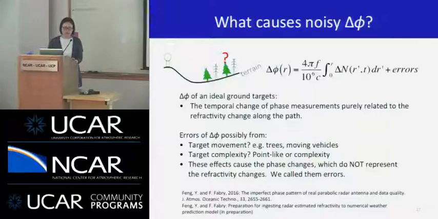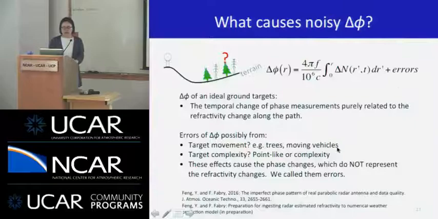And another possibility probably comes from the complexity of the ground target. If the ground target is more complicated, then the phase interference will become more difficult to explain. So this effect of the ground target itself will be included in the error terms.